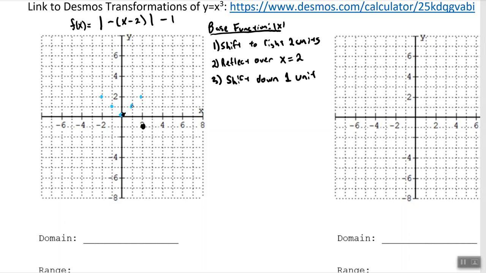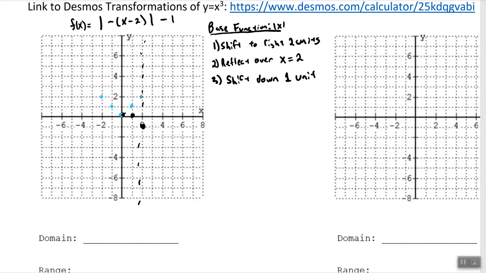I'll do this point next. Shift 2 units to the right, 1, 2. Reflect over the line x is equal to 2. So that line x is equal to 2 is this dotted line right here. So that means it's now going to flip over it to here and then down 1 unit.